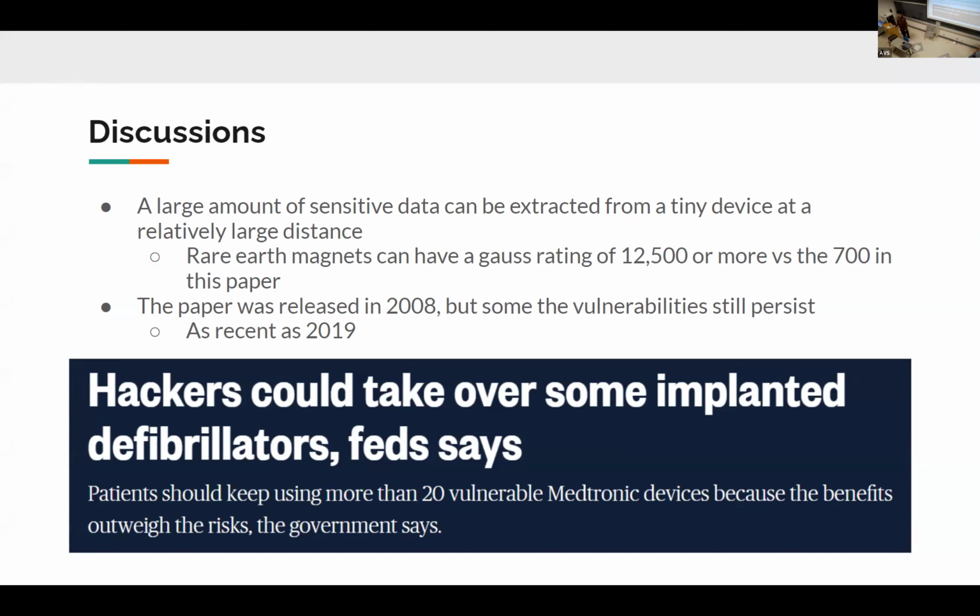The other thing that's interesting is that this paper was released in 2008, but some of the vulnerabilities still haven't been resolved. This headline is as recent as 2019, and it found that over 20 models of ICDs and programmers from Medtronic are still transmitting data in plain text. So we still need to do some more work to encrypt these medical devices.